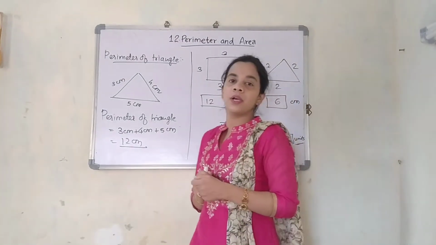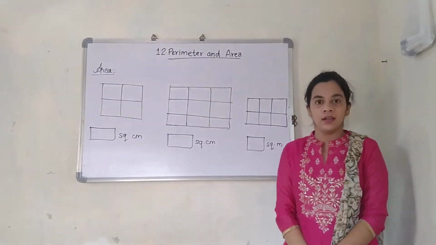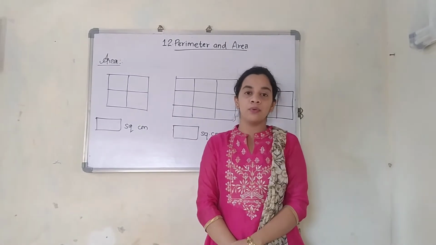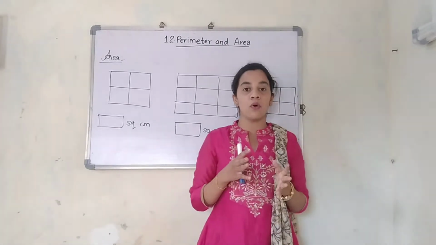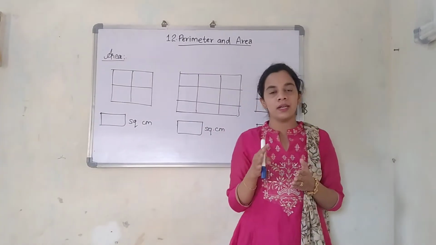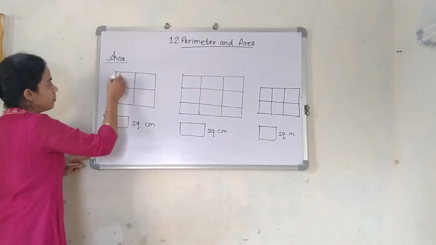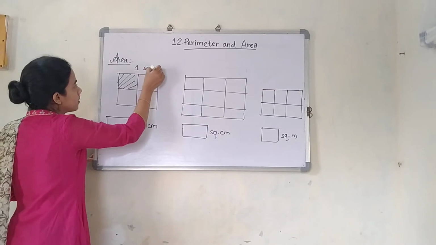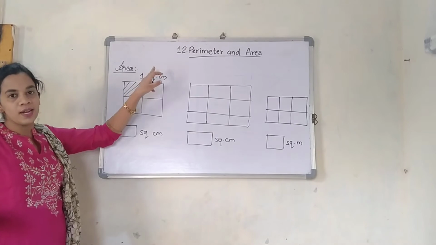Now we are going to study about the area. So basically, what is meant by area? Area is the place occupied by any object. Area is that place or surface occupied by any object. Right now you can see this square. This square is divided into 4 parts. This single part which you can see over here measures 1 square centimeter. What is the measurement of it? It is 1 square centimeter.